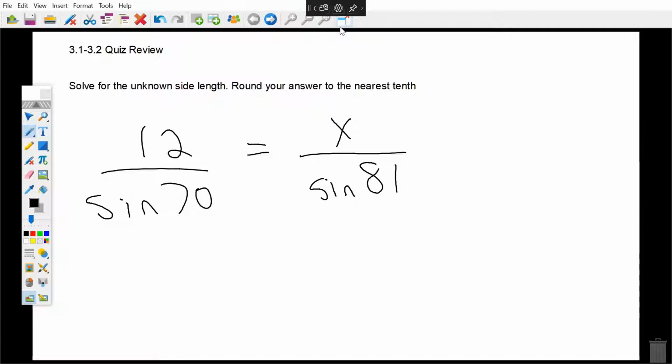Let's begin. For the first question, I need you to solve for the unknown side length. So please take a moment and try this question on your own, and then we'll put the answer up.